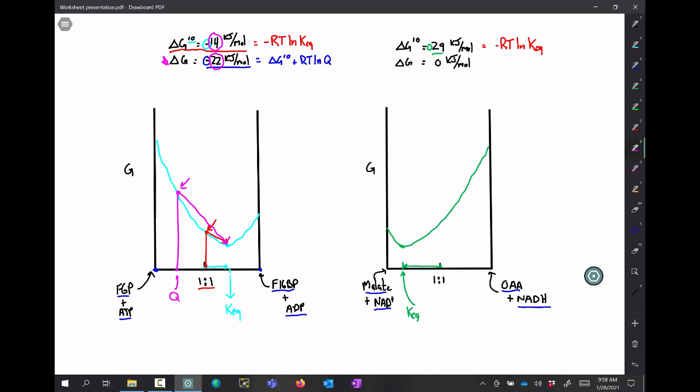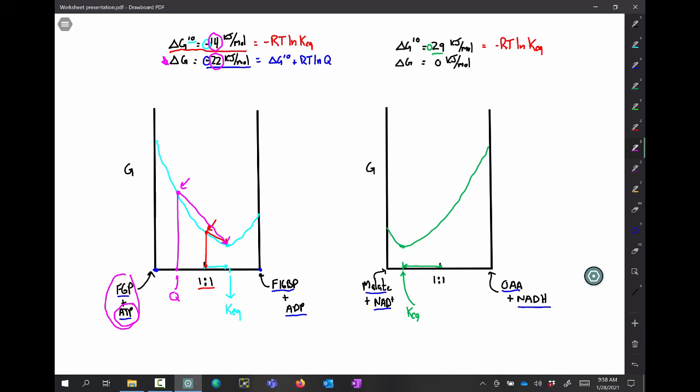Right, now, from a cellular standpoint, what that means is that this reaction is crowded over here by its reactants, and there's a lot of fructose 6-phosphate and ATP relative to its breakdown products, fructose 1,6-bisphosphate and ADP. In particular, ATP. There's a lot of ATP in a cell. The cell works very hard to maintain a high level of ATP.